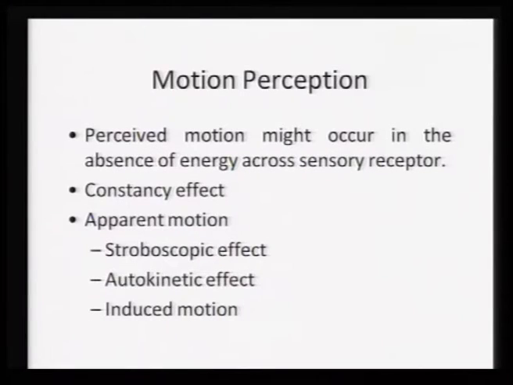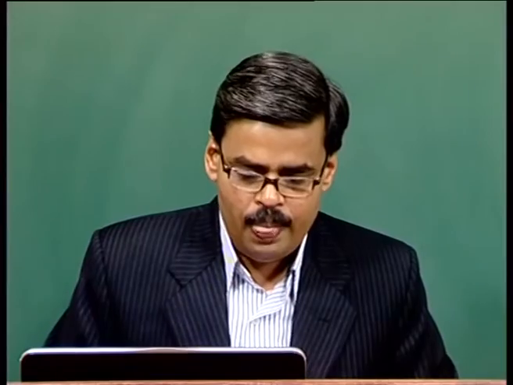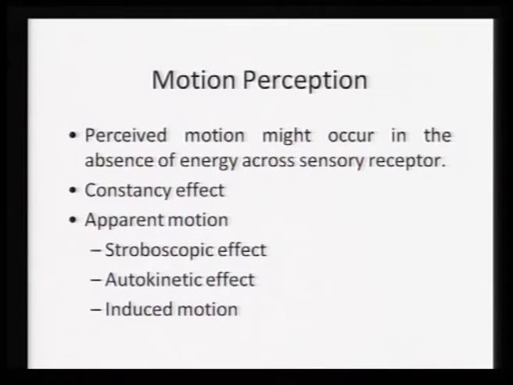Now, let us come to motion perception. Perceived motion might occur in the absence of energy across sensory receptors, and the constancy effects that we have been talking about. We have talked about shape constancy, size constancy, and brightness constancy. So, constancy effect is even observed in the case of motion perception, and there are of course cases of apparent motions. A little later we will be talking about three forms of apparent motion: stroboscopic effect, autokinetic effect, and of course, the induced motion.